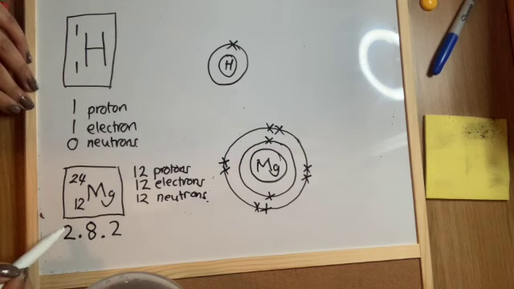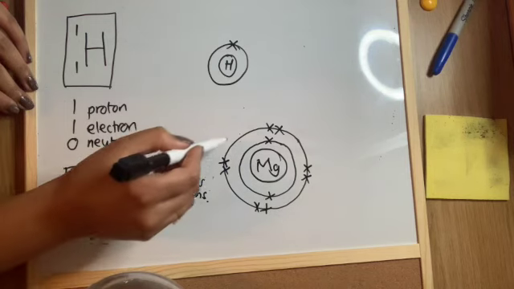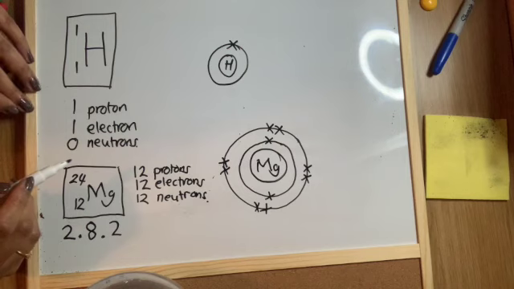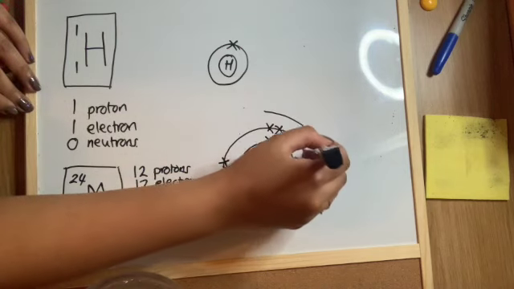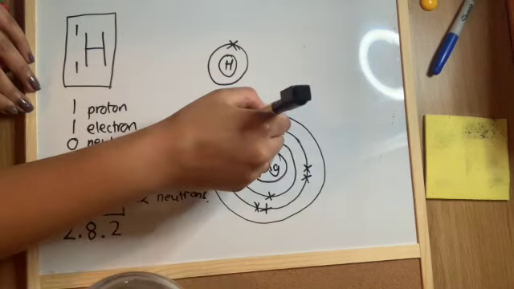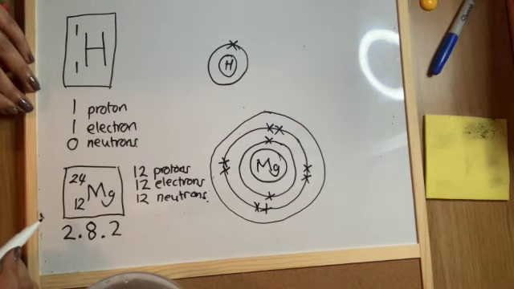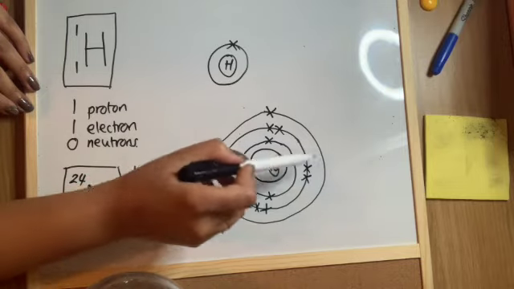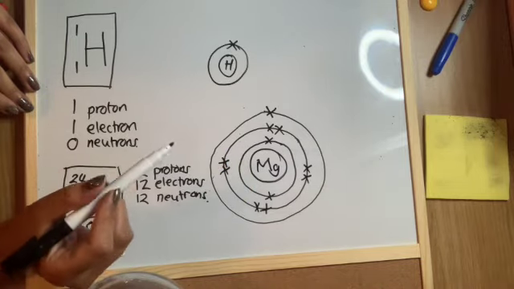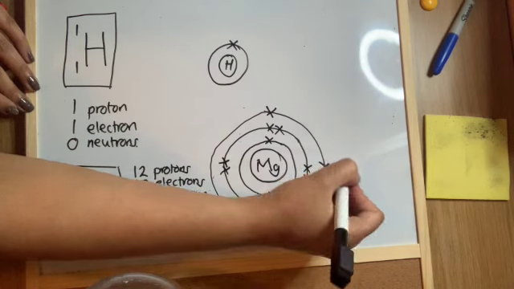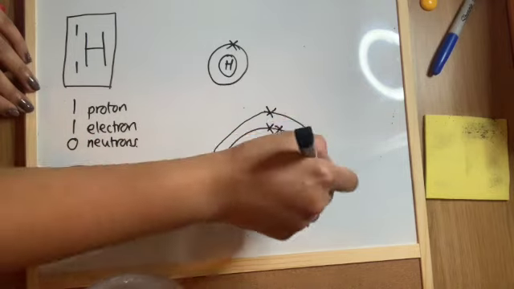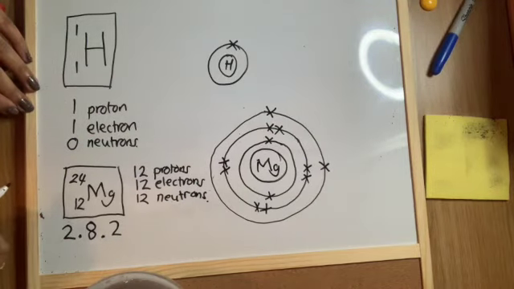So now I've got my 2, and I've got my 8, so I've put 10 electrons on altogether. I can't put any more on this second electron shell because it's full. That's the maximum we can put on. So then I go to my third electron shell and I have 2 electrons left to put on. So I can put both of them on here. Now, it doesn't matter where you put them. That's fine, you choose. There's no right or wrong answer there, because in reality, these electrons are orbiting the nucleus, so that's up to you.